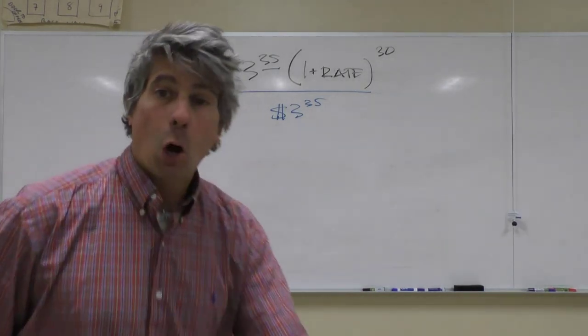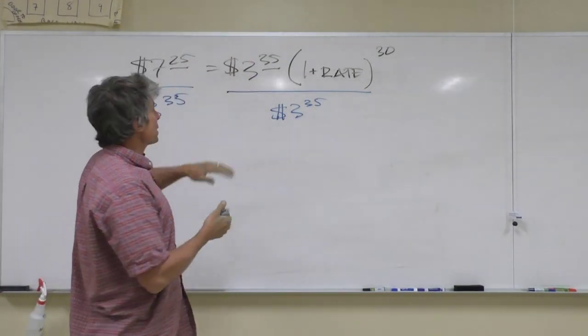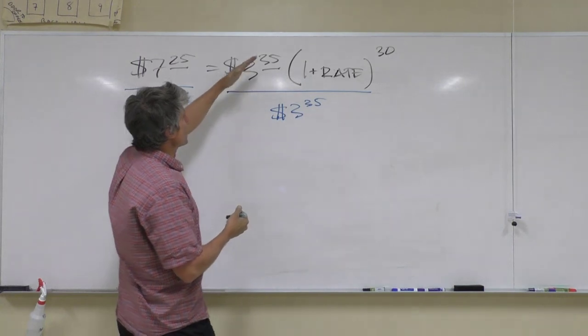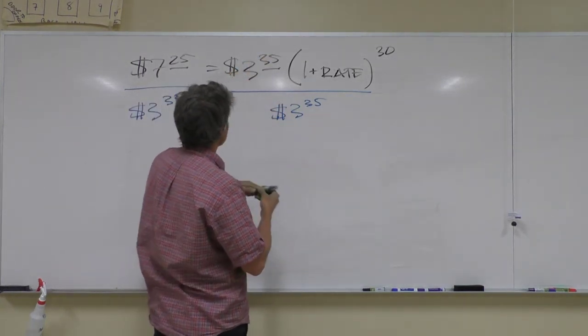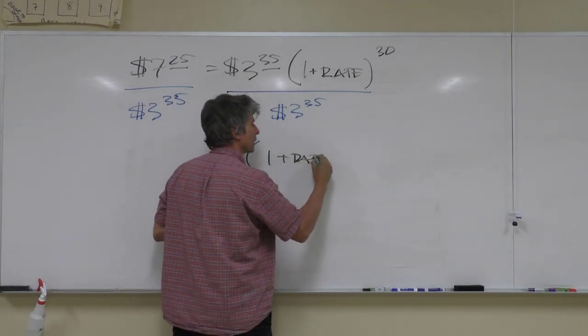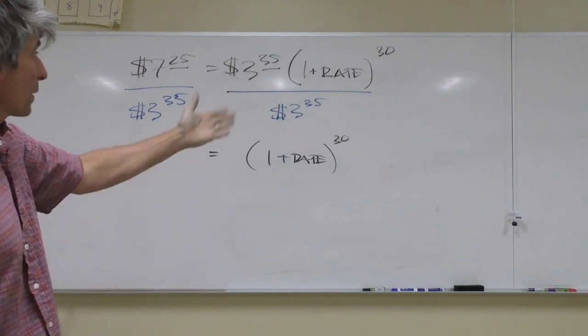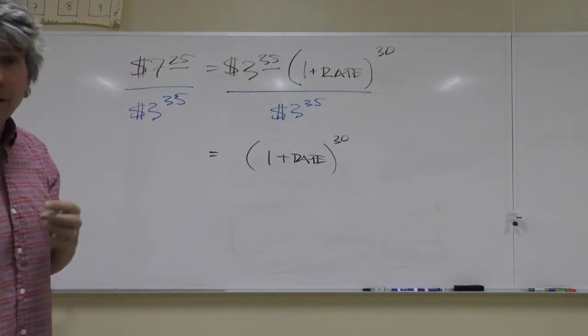Okay, now on the right side where the expression is, this is nice because this $3.35 is going to divide off this $3.35, and you're going to be left with just 1 plus the rate raised to the 30th power. That was the whole point of doing the division, was to get rid of the $3.35.